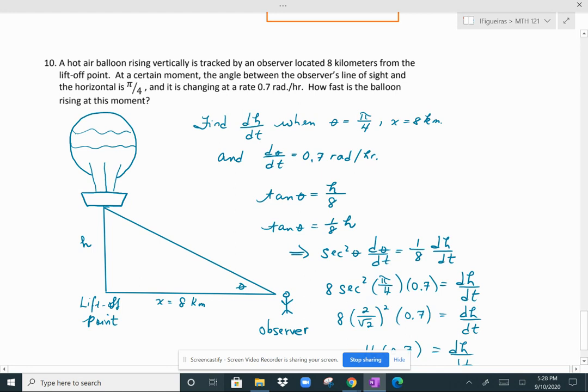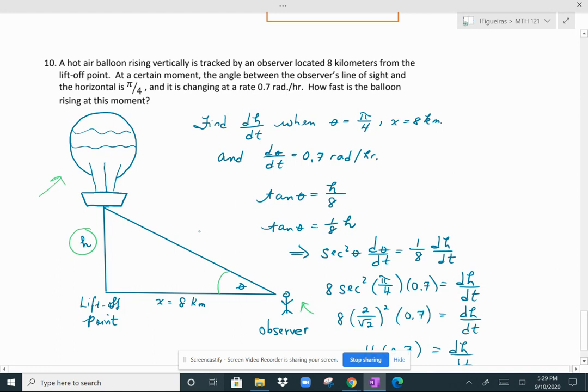All right, so I've drawn a picture. Here's my hot air balloon. Here's my observer looking up at the hot air balloon. Here's the angle that was referred to. This is the angle of elevation. And so you want to find out how fast is the balloon rising. So you need variables here in order to make up an equation. So I'm going to let this vertical side be h. The observer is exactly 8 kilometers away, so that's a constant.